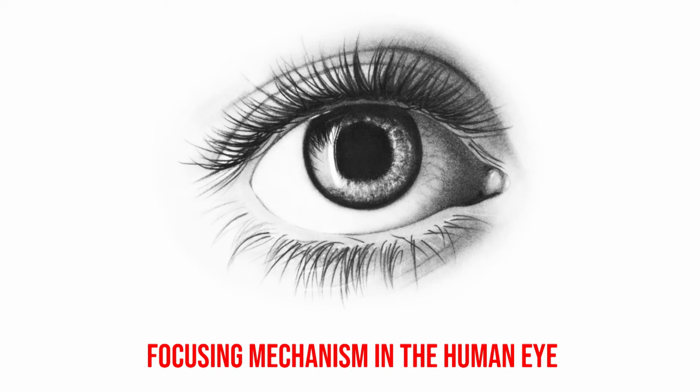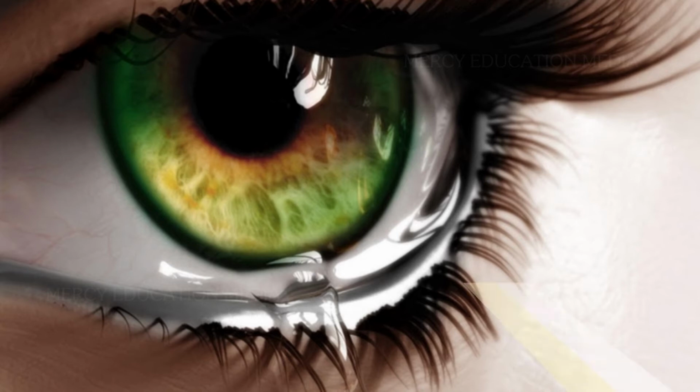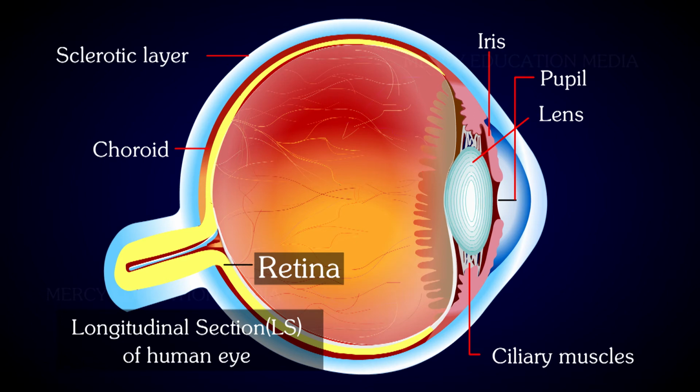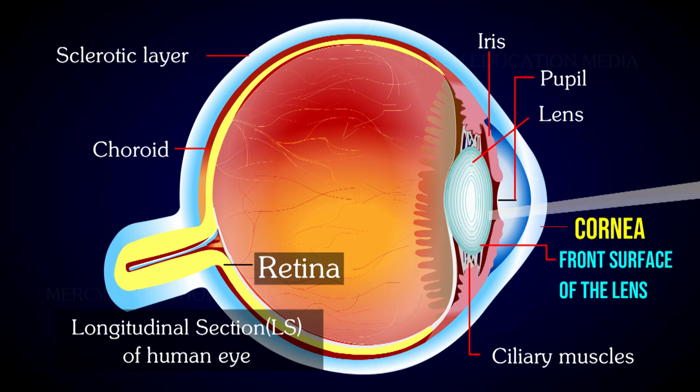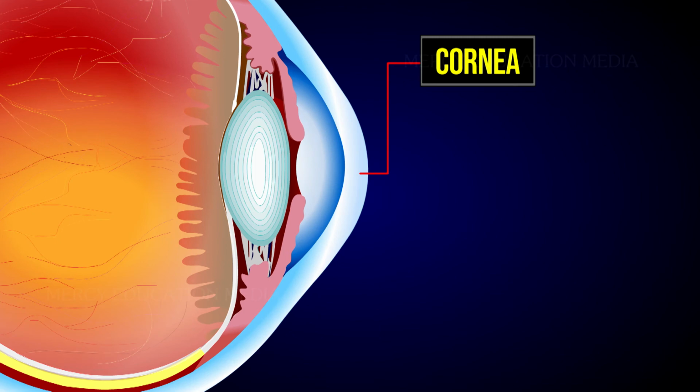Discuss the focus mechanism in the eye. Light rays entering the eye are redirected or refracted. Refraction occurs through three surfaces of the eye before the light reaches the retina. These include the cornea, the front surface of the lens, and the rear surface of the lens. The first of the refracting surfaces is the cornea, then the front surface of the lens, and finally the rear surface of the lens.